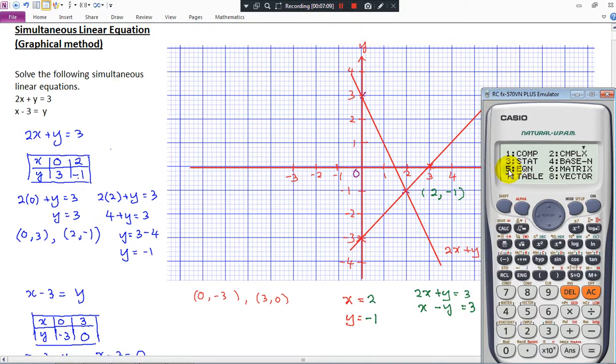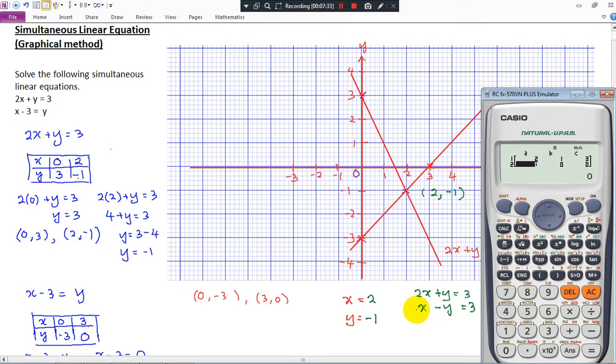Then you will see equations, go to 5, and choose the first one. Okay, then you can start to key in. The A is 2, and press equal. The B is the coefficient of y here. So you have nothing here, means 1. That's 1, equal, and the C is 3, equal.